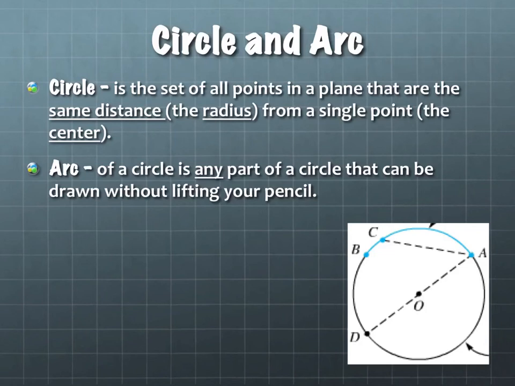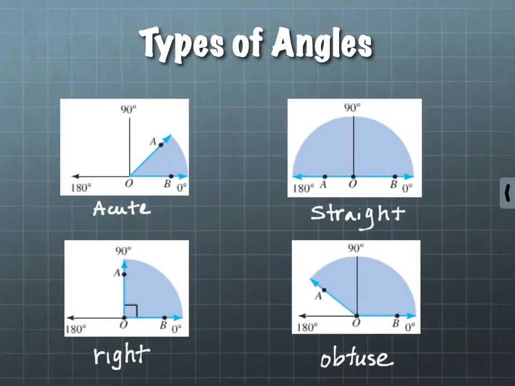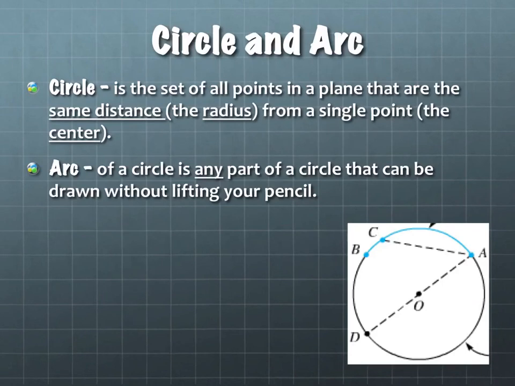And if you walked along the edge of the circle, that blue part right here, that would be called an arc. Lydia? Could you go back really fast? So an arc of a circle, you might imagine it's like the crust on a pizza. That's the arc. Any part of a circle that you can draw without lifting your pencil.